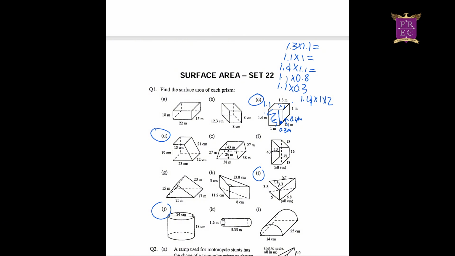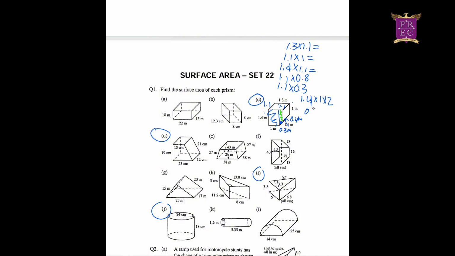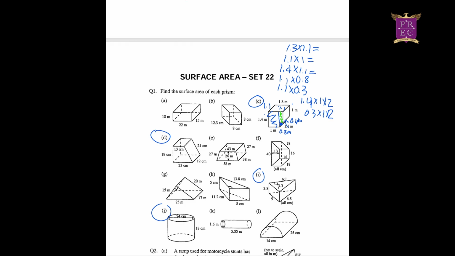I'll color it in green so that you guys can understand what I'm talking about. Okay, now for this green one, what's the area of that one? To find that one, we need to times this length over here, the 0.3 length, by the width, which is 1 meter. So we do 0.3 times by 1 times by 2, because there are two sides at the back as well. Now let's calculate what all these calculations give us.